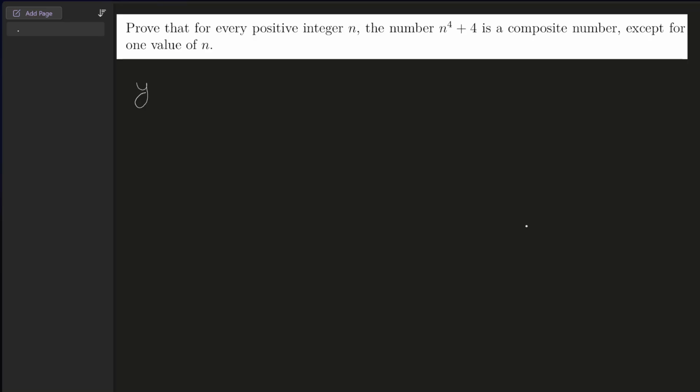So let's first assume y to be n to the power 4 plus 4. And if you observe at n is equal to 1, y is equal to 5, which is a prime and not a composite number. And if you notice the second part of the question, except for one value of n, I think we have got a value of n for which y is not a composite number. But we still have to prove that n is equal to 1 is the only value of n for which y won't be a composite number.